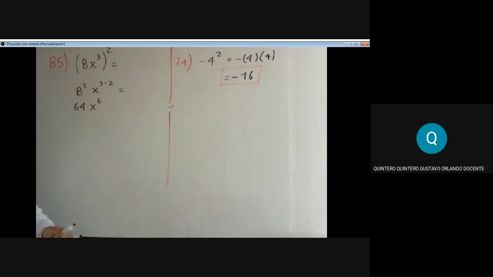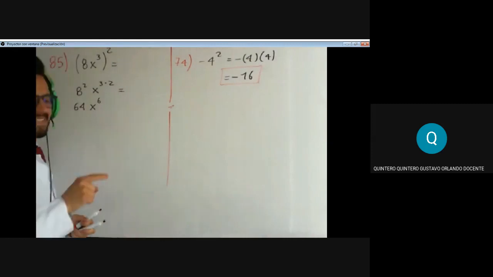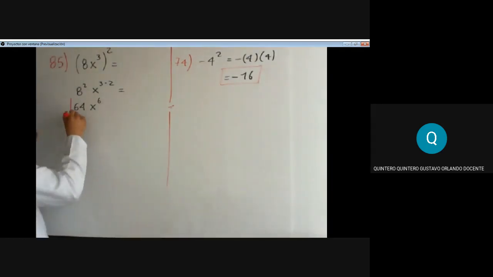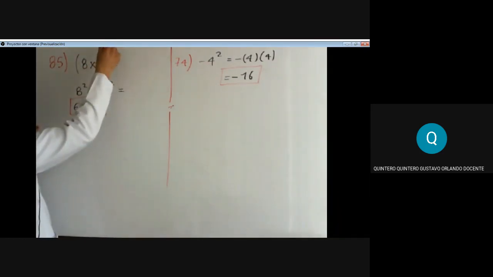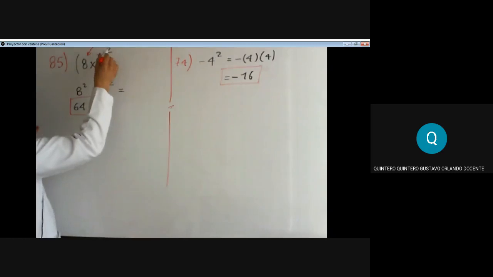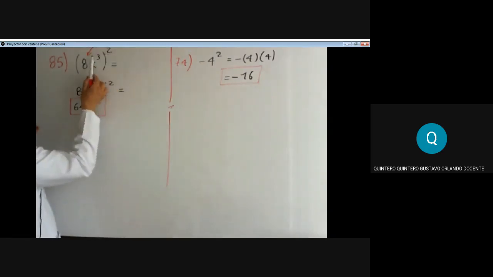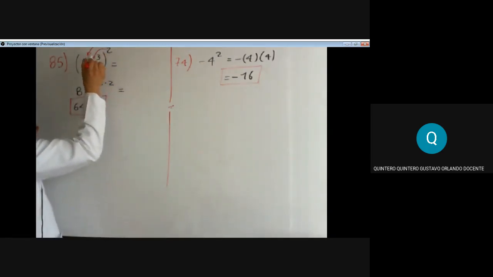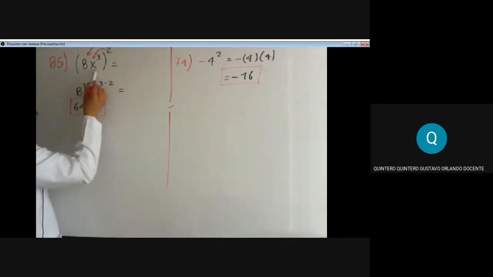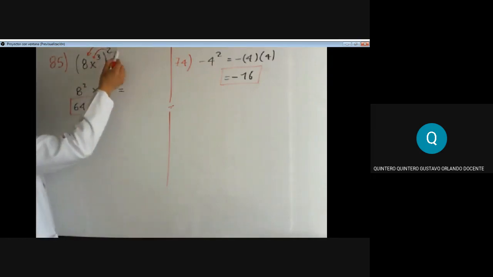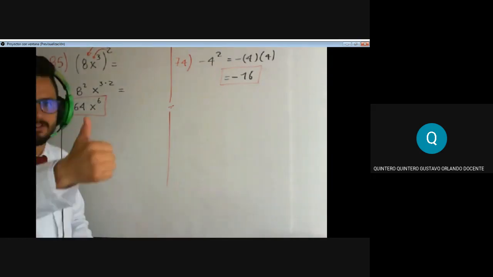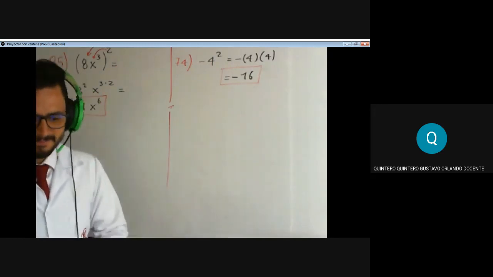If this was a quiz, you got a 7. This is perfect. Perfect procedure and perfect answer. What you need to do when you do these exercises is apply the second power, the exponent, to everything inside the parentheses. So to the 8 and also to the x to the 3. So 8 to the 2 will be 64 and x to the 3 to the 2 will be x to the 6. Congratulations. Keep it up.